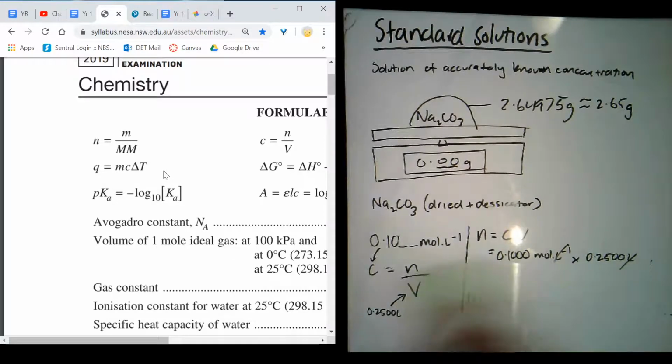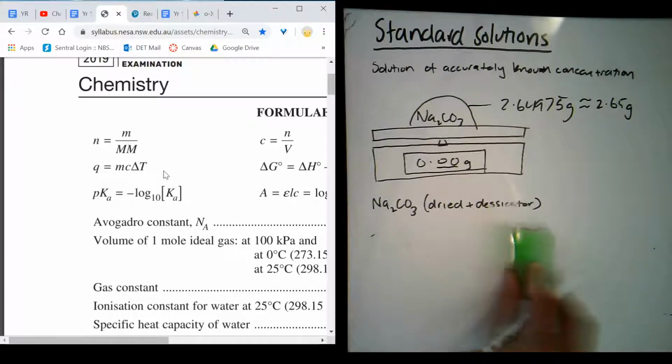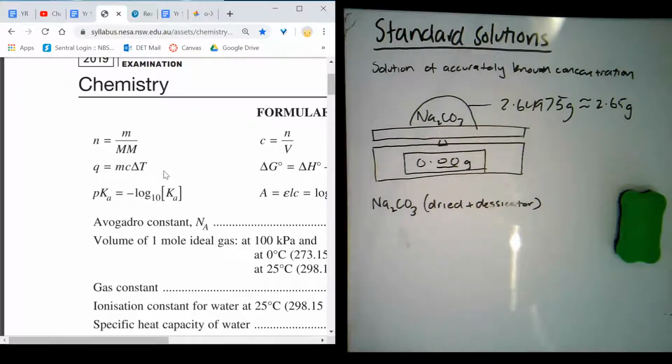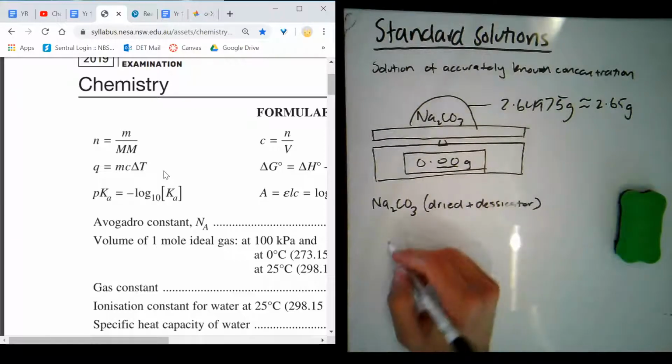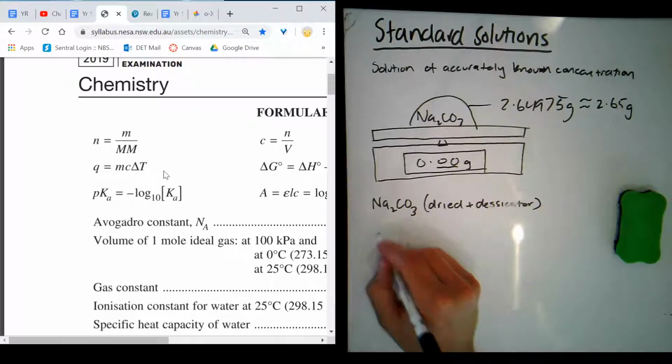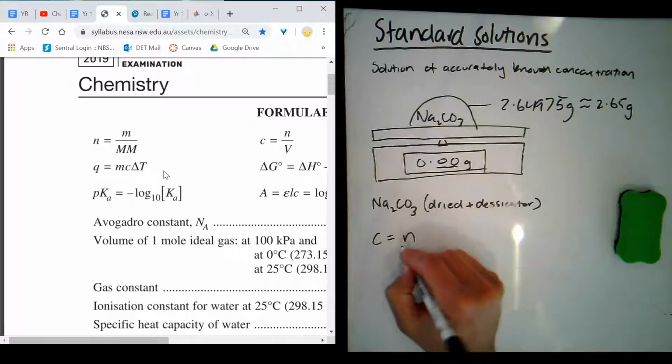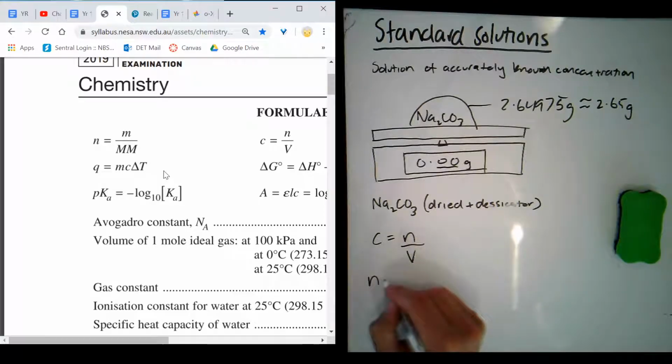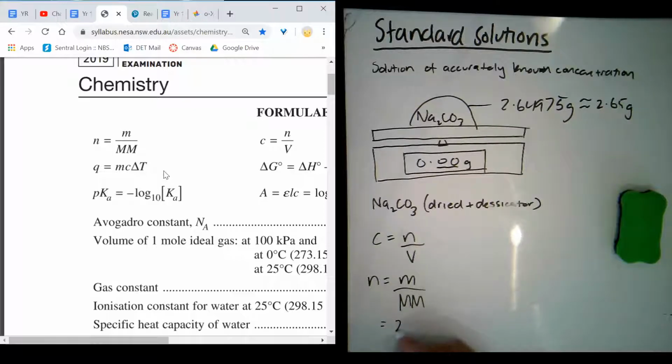We then can work backwards again, and we can actually work out what our concentration will be. So let's say we had 2.65 grams. Well, C equals n on V, moles per litre, but we need to work out the number of moles first. That's mass on molar mass. Our mass is 2.65 grams now, let's say that's what we weighed out. Our molar mass again is 2 times 22.99, plus 12.01, plus 3 times 16 grams per mole.